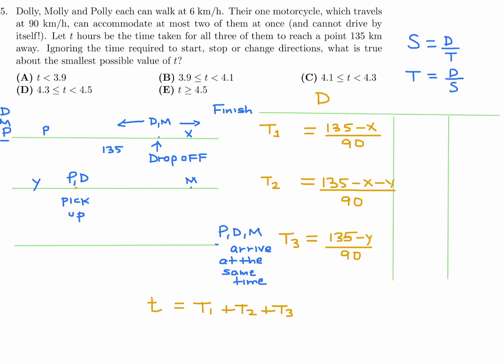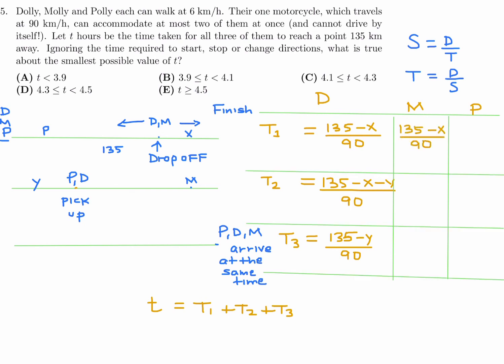And how we do that is by looking at the other friends. We'll look at Molly, and then we'll look at Polly. So in the very same way, let's look at Molly. What is her story? Well, Molly initially was on a motorbike until the drop-off point, so that's going to be (135 - x)/90.